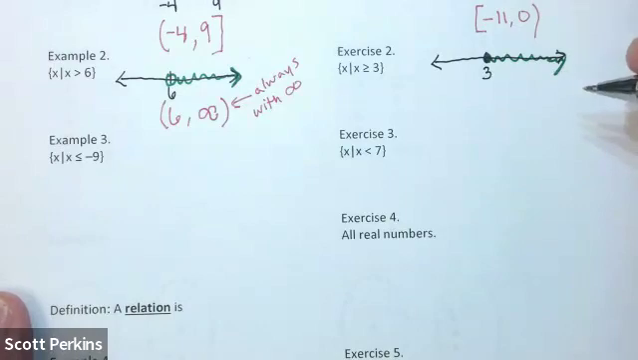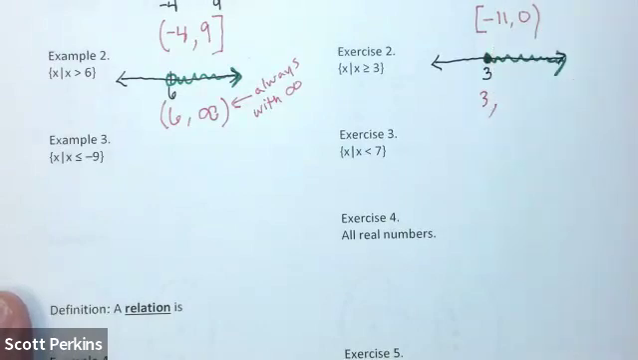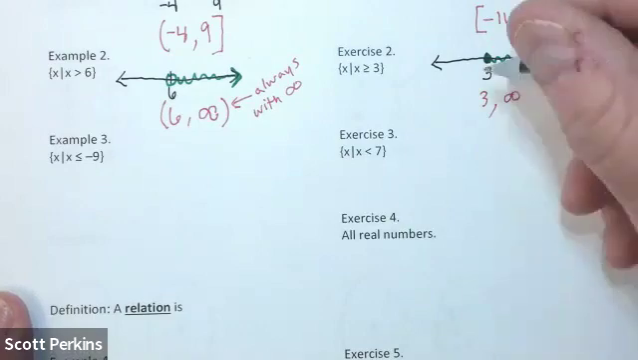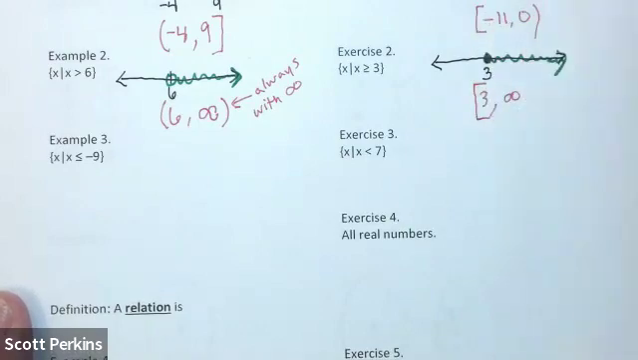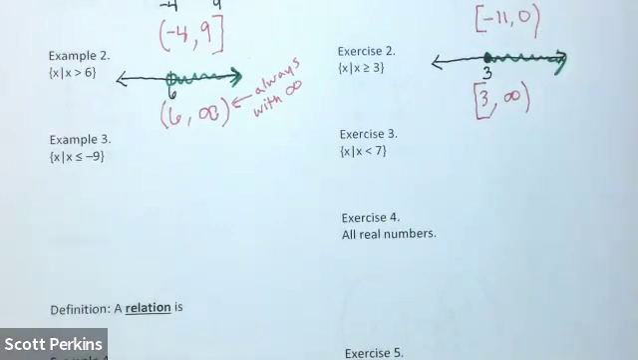What's the lower boundary of this interval? 3. What's the upper boundary of this interval? Infinity. What am I going to put at the 3 end to this one? A bracket because of the equality. What am I going to put at the infinity end of this one? A parenthesis because it's infinity. It has nothing to do with the sign.